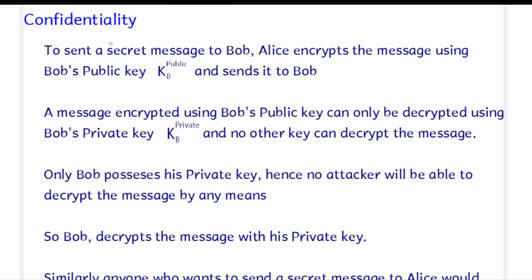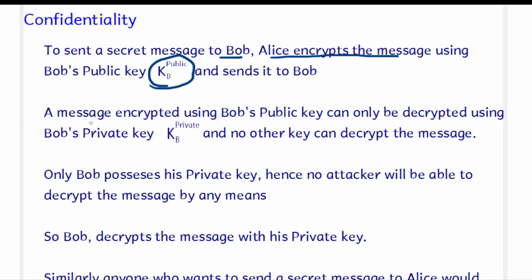How can confidentiality be achieved using the concept of asymmetric cryptography? Suppose Alice wants to send a secret message to Bob. What does Alice do? Alice encrypts the message using Bob's public key. This Bob's public key is with Alice. So Alice will encrypt the message using Bob's public key and send it to Bob.